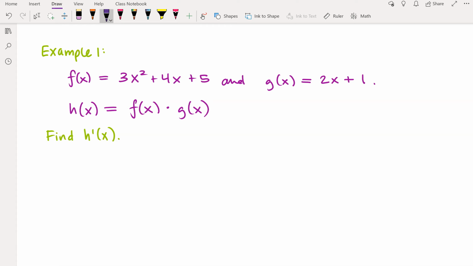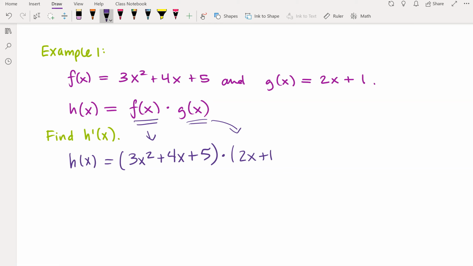The first thing I'm going to do is write what h of x is. H of x equals f of x, which is 3x squared plus 4x plus 5, so I'm just plugging in, and then times g of x, which is 2x plus 1. So we have two functions multiplying on each other, and we are trying to find the derivative of that function that consists of the two functions multiplying.